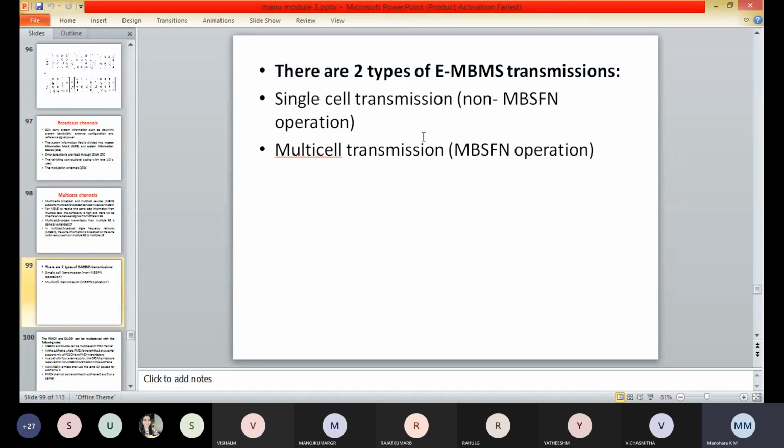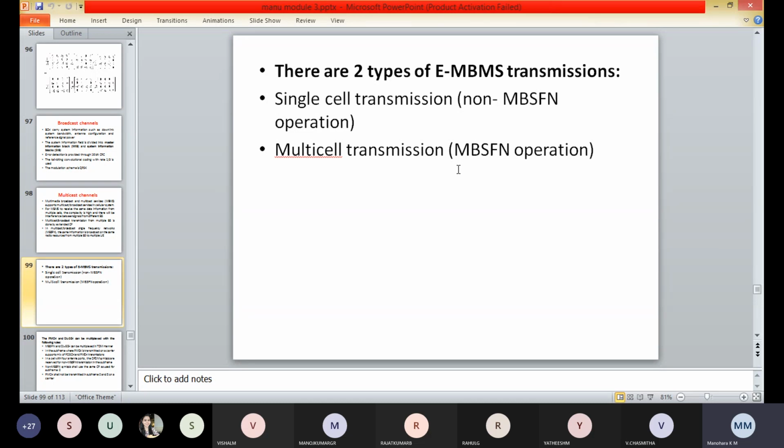The first one is single cell transmission, that is non-MBSFN operation. And the second one is multi-cell transmission, that is MBSFN operation. In the single cell transmission, the MBMS service, that is MTCH and MCCH, is transmitted on the MCH, and combining of MBMS transmissions from the multiple cells is not supported.